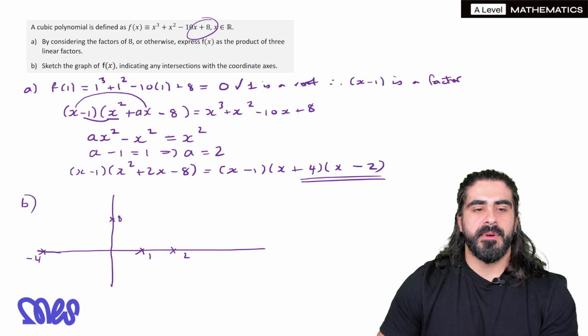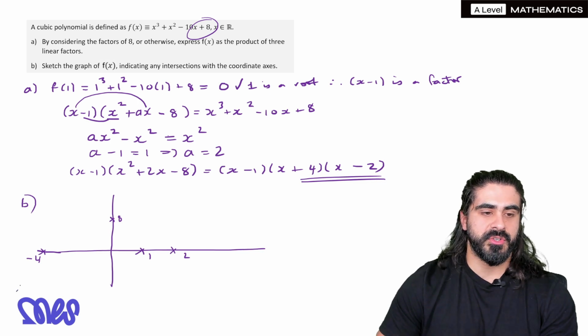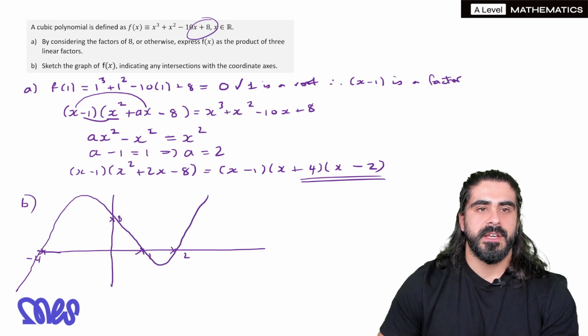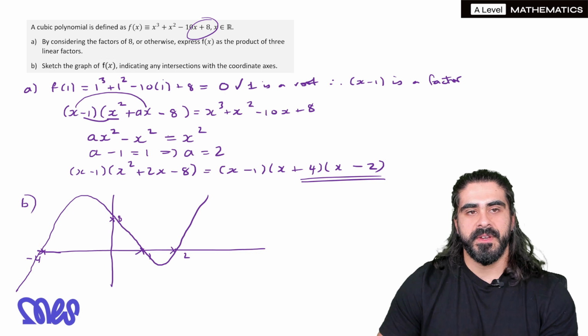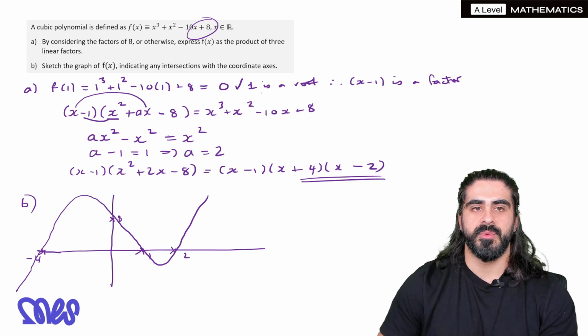Now don't think too much about where the turning points will be. They're not interested in that. So it's going to look maybe something like this. Sketch the graph indicating any intersections with the coordinate axes, and that is it.